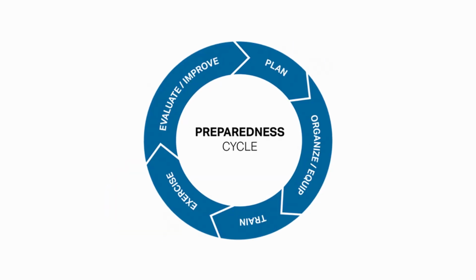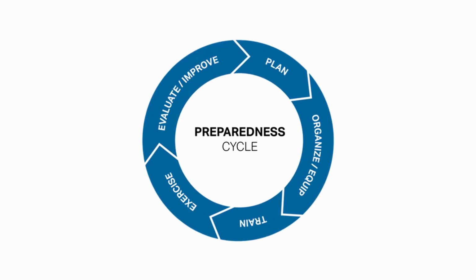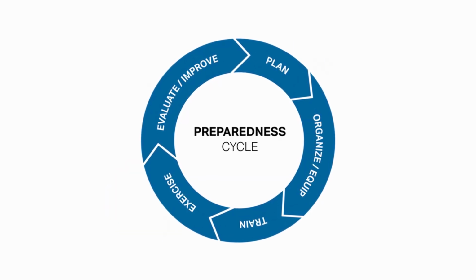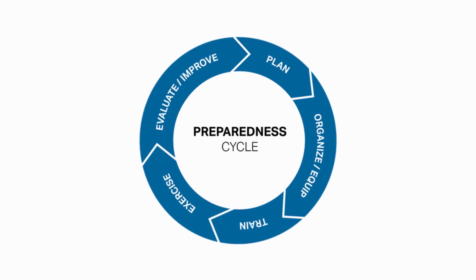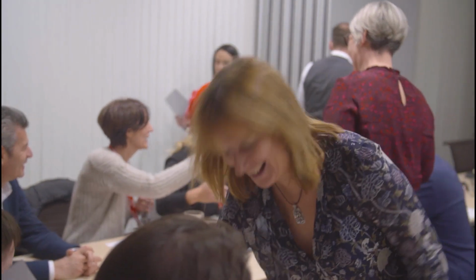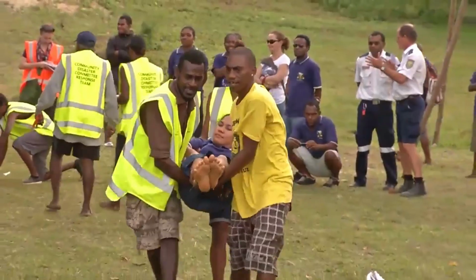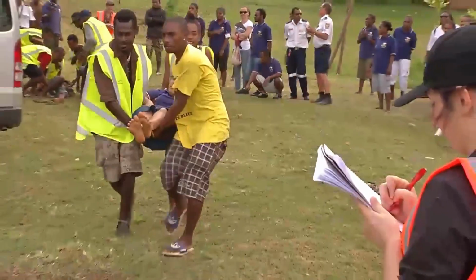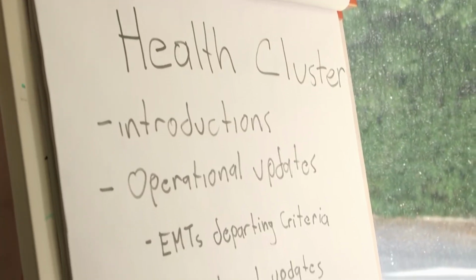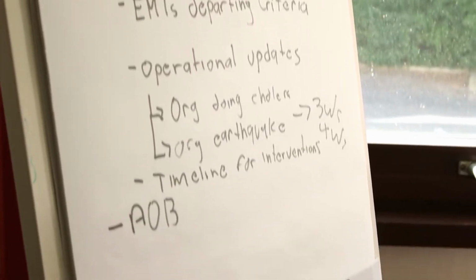The program should blend planning, organizing, training, equipping, and actual exercise events. This ensures that the interest levels of participants are maintained. It should also reflect lessons from previous exercises and actual emergencies. This will support continuous improvement and strengthening of the emergency management systems.